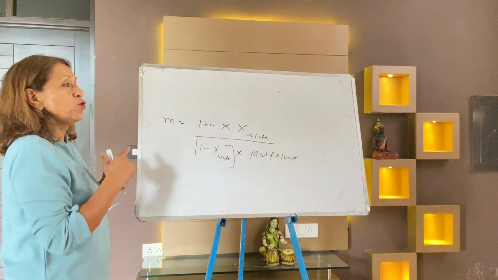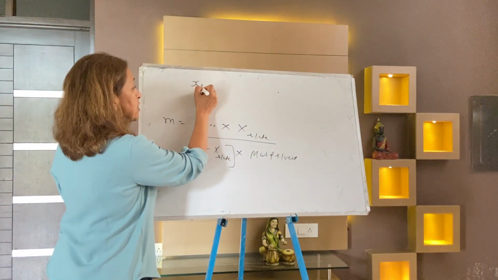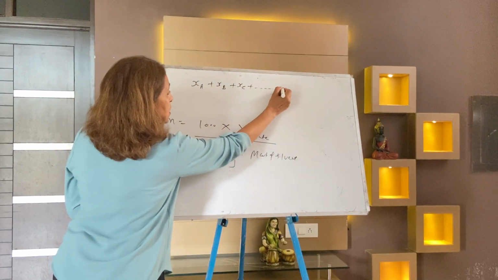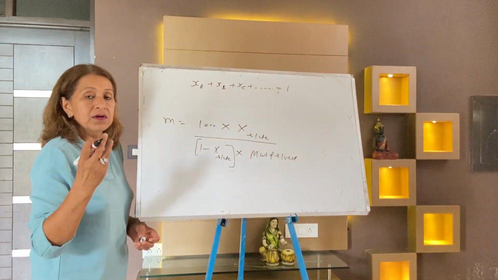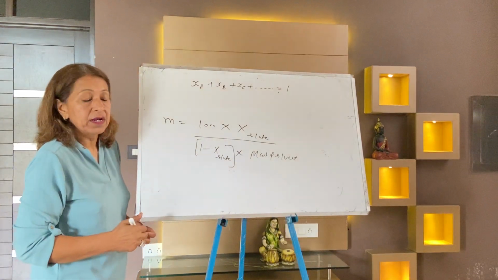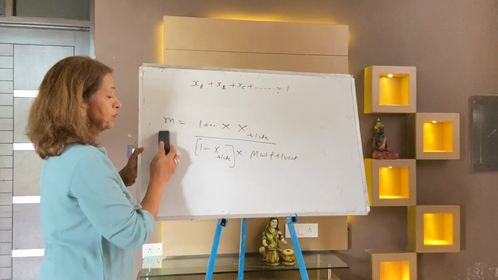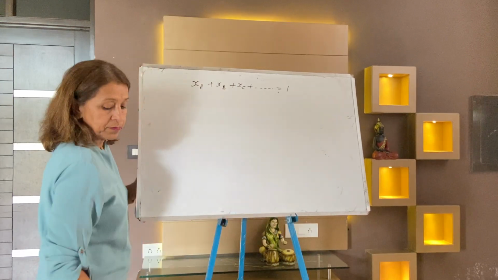Okay. Now write a few points. One is the sum of the mole fractions xA plus xB plus xC and so on is always equal to unity. Some of the points from the theory work as well. The sum of the mole fractions of A, B, C is always taken as unity.